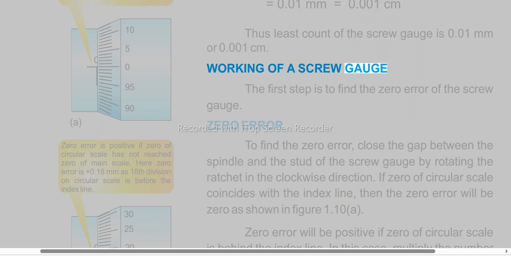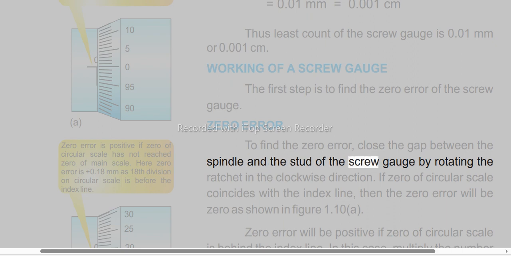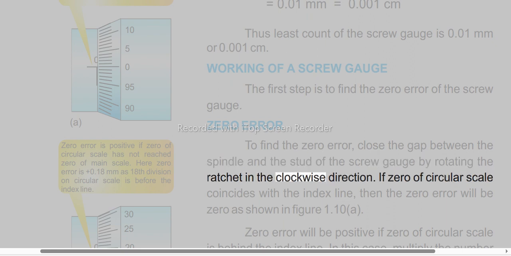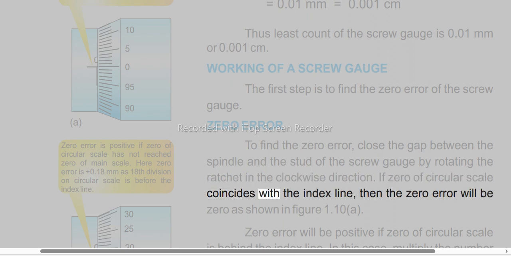Working of a screw gauge. The first step is to find the zero error of the screw gauge. To find the zero error, close the gap between the spindle and the stud of the screw gauge by rotating the ratchet in the clockwise direction. If 0 of circular scale coincides with the index line, then the zero error will be 0 as shown in figure 1.10a.